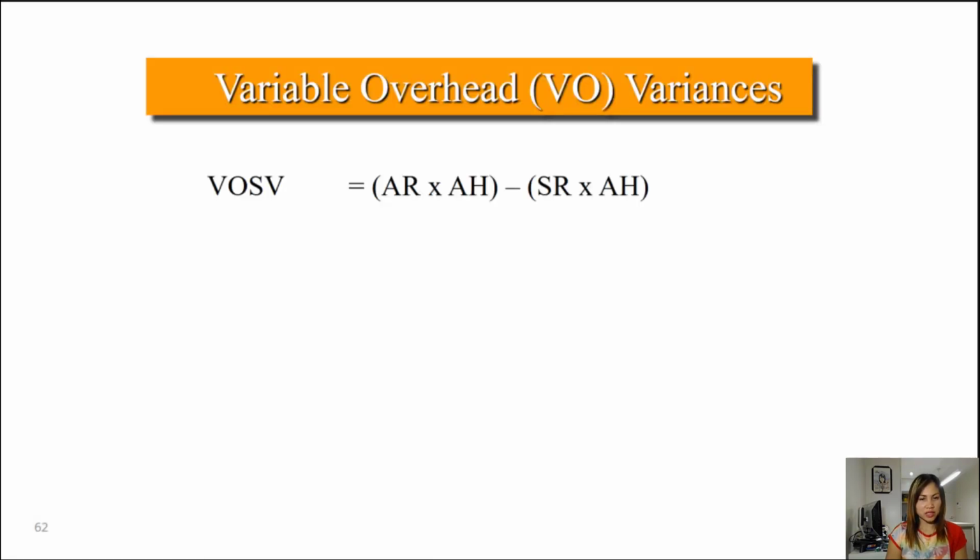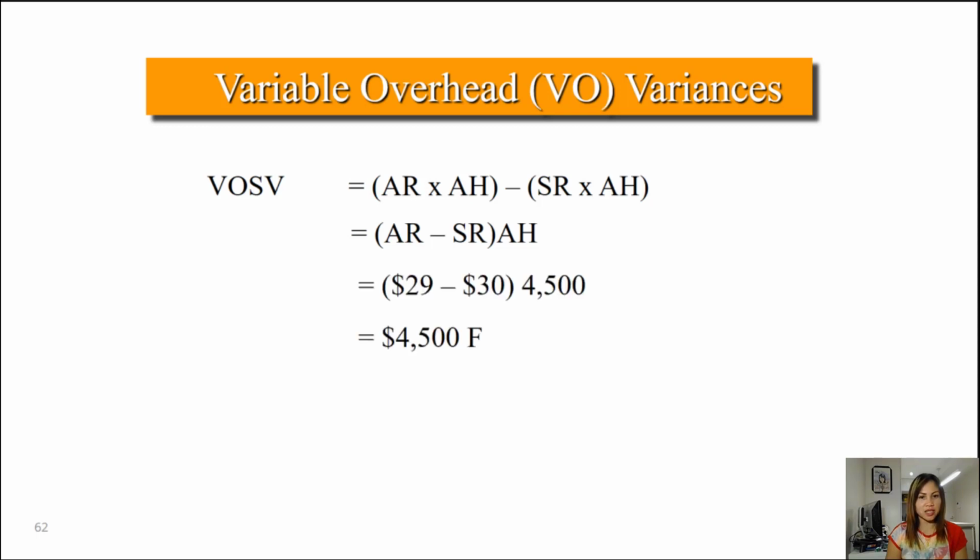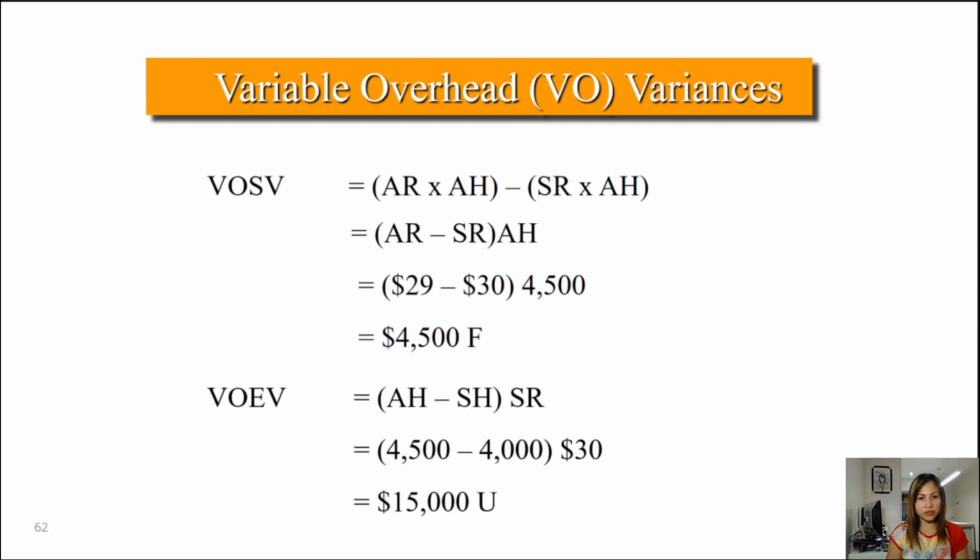Another way to do it is one by one. To calculate the spending variance, it is actual rate minus standard rate times the actual hours. This will give you the same result, 4,500 favorable. If you want to calculate the efficiency variance, you compare the difference between actual hours and standard hours times the standard rate. So in total, 15,000 unfavorable efficiency variance.